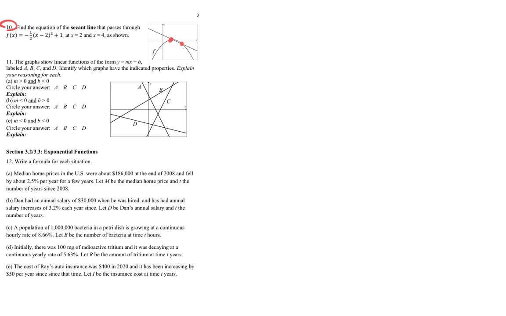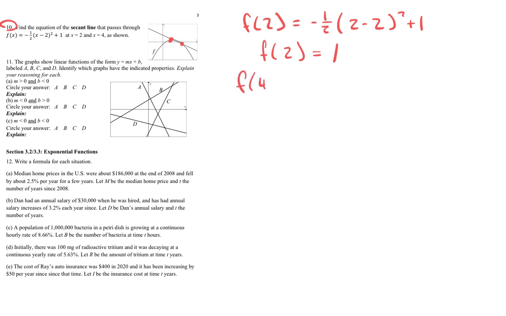So if we plug in 2 and 4, f of 2 is going to equal negative 1/2 times (2 minus 2) squared plus 1. So f of 2 is just going to equal 1, because this will be 0 plus 1. And then f of 4 is going to equal negative 1/2 times (4 minus 2) squared plus 1.